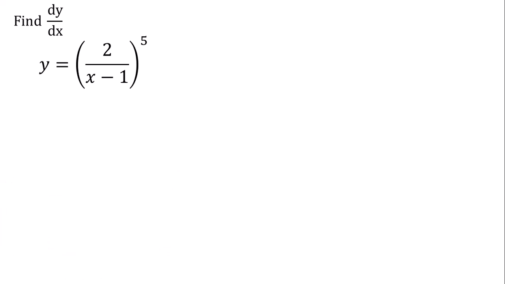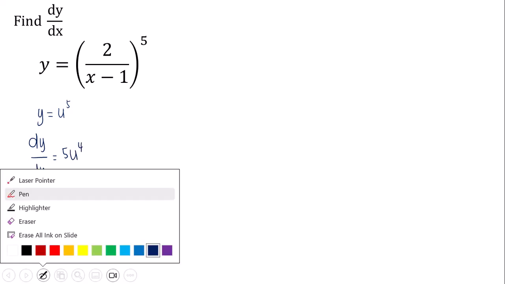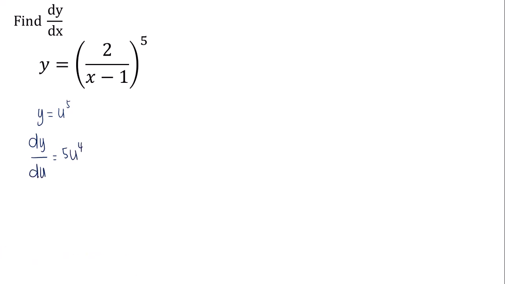So we can set y as a function of u. This will be y equals u to the fifth power, in which dy/du, applying the general power rule, would be 5u to the 4. Likewise, let's get the derivative of 2 over x minus 1. This will be u equals 2 over x minus 1.